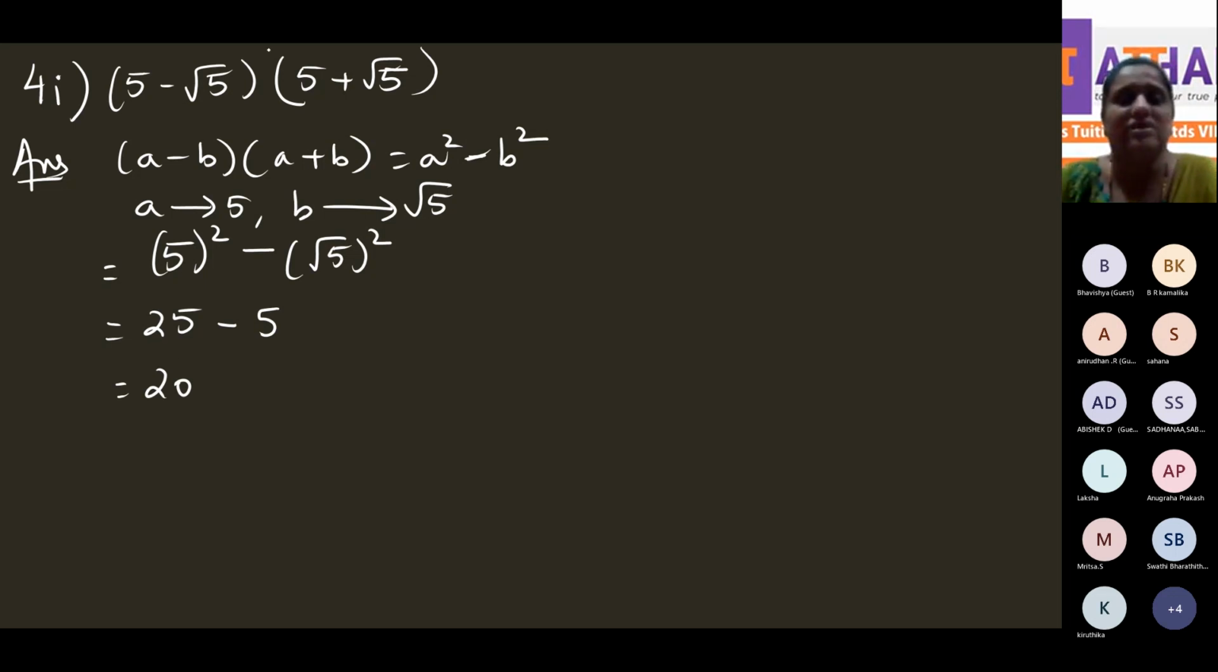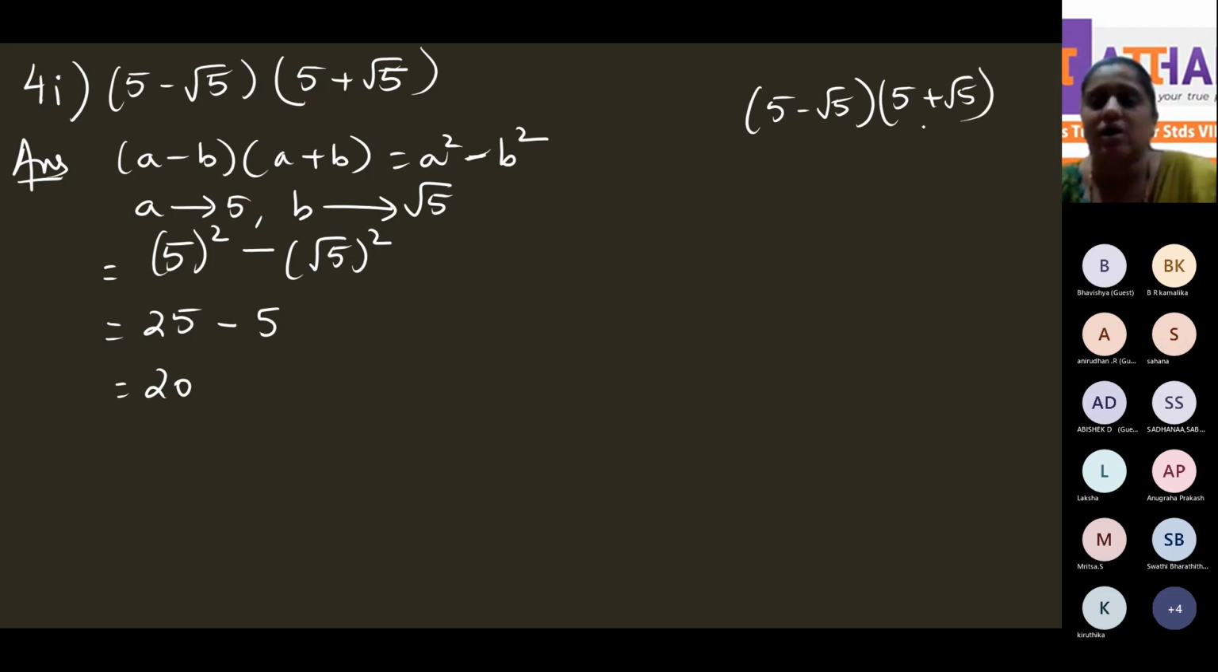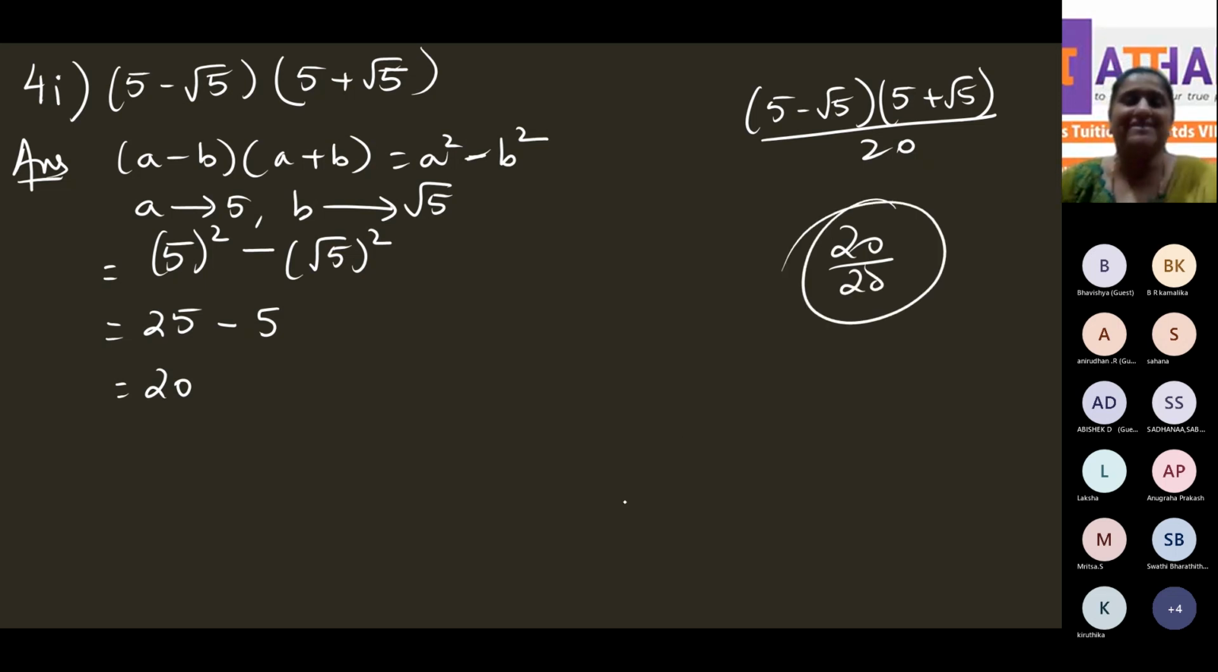20 is written like this. If your teacher writes 5 minus root 5 into 5 plus root 5 out of 20, this is your score. So we don't understand, so we should simplify that. If you simplify, you're so excited. It's actually 20 on 20. You're so happy. So you should first simplify and then decide.